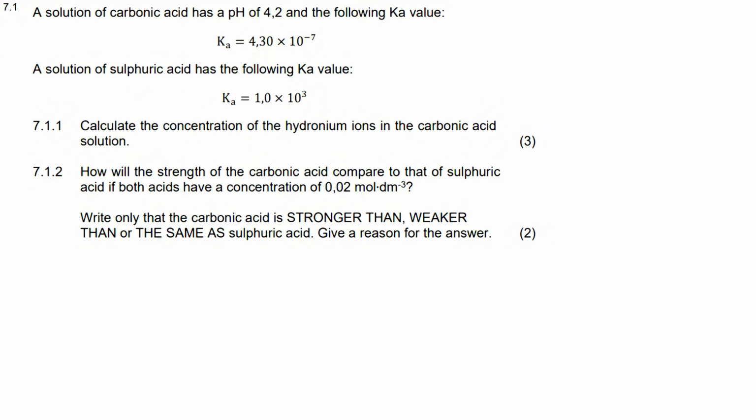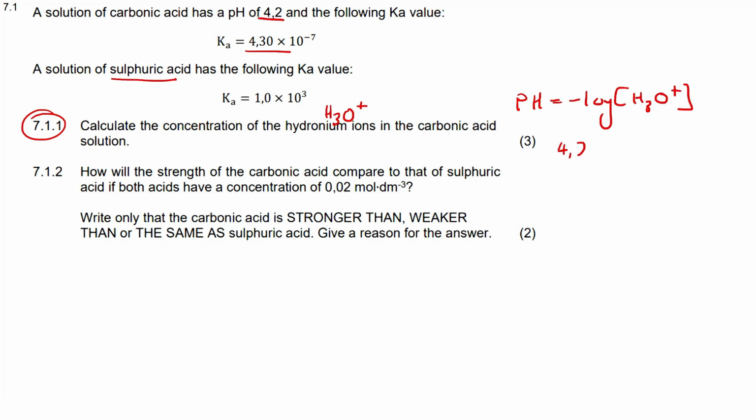Okay, a solution of sulfuric acid has the following Ka value. Oh, okay, so the Ka value is that, and for the carbonic acid it is that. This question says, calculate the concentration of the hydronium, which is H3O+, in the carbonic acid solution. Even though you might not know the formula of carbonic acid, it doesn't matter for this question, because we know that pH is equal to negative log of H3O+, and the pH is 4.2, so 4.2 equals negative log of H3O+.